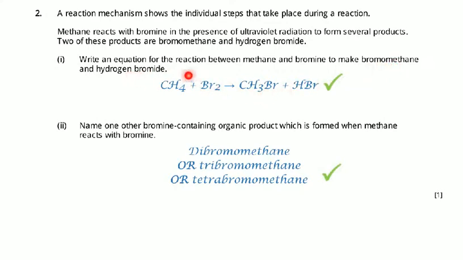Bromomethane is here and hydrogen bromide is over here. And as we discussed in class, free radical substitutions normally end up with more than one hydrogen being replaced. So in this particular case, we removed one hydrogen to replace it with a bromine. Equally, we could have removed two hydrogens to form dibromomethane, equally tribromomethane, by replacing three of these hydrogens, or removing all of these hydrogens to form tetrabromomethane.